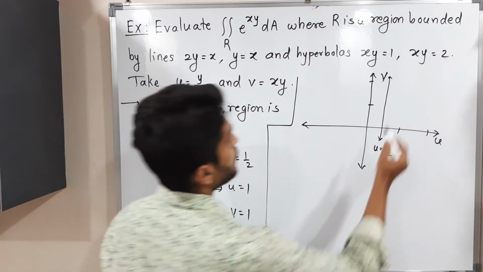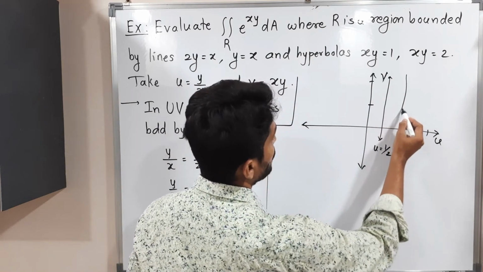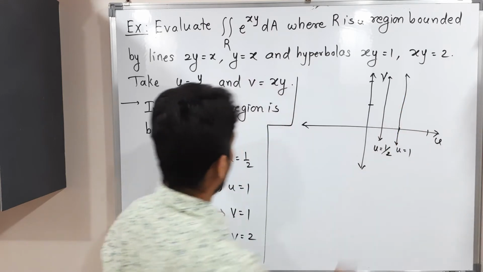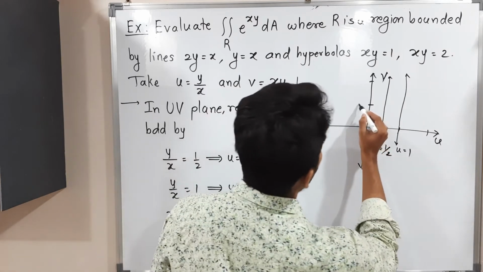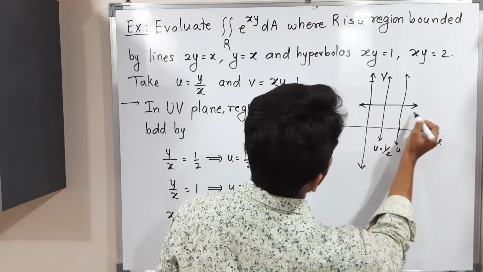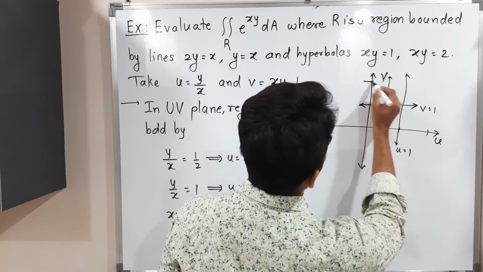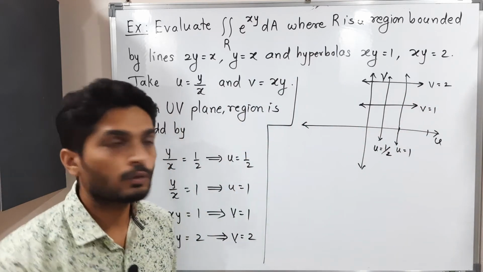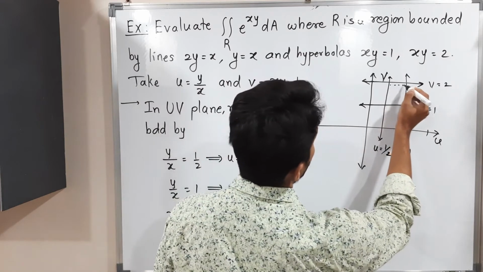Next, u is equal to 1, a line parallel to v axis, passes through u is equal to 1. Next, v is equal to 1, line parallel to u axis, passes through v is equal to 1, and the last line is v is equal to 2. So region is bounded by these 4 lines. So this is the region of integration.